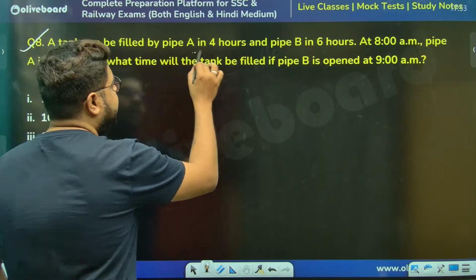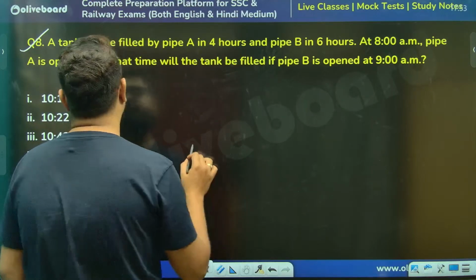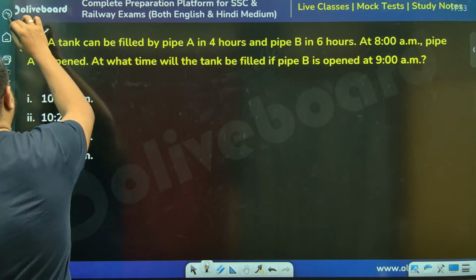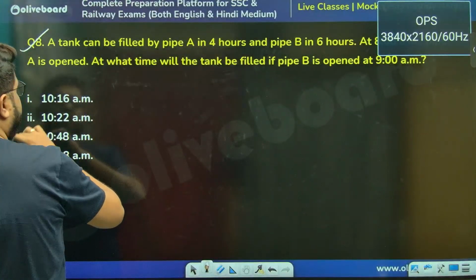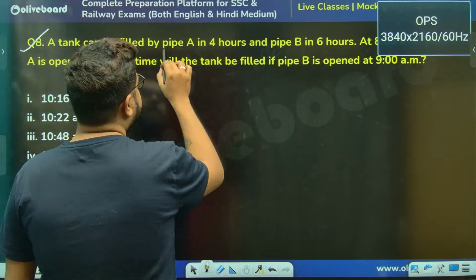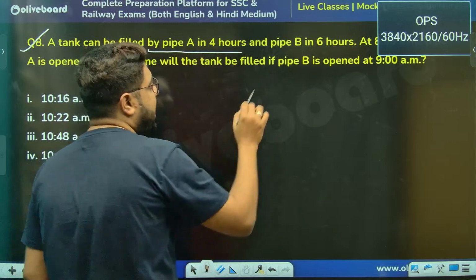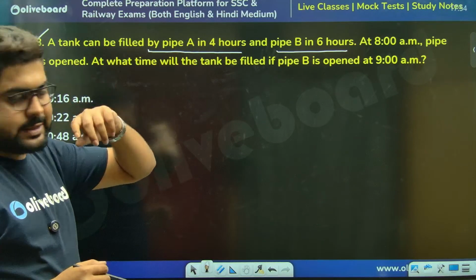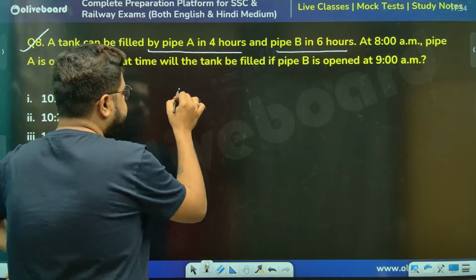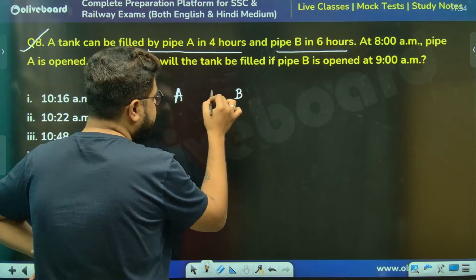Pipe A can fill in 4 hours, sir. Pipe B, sir, in 6 hours. So let's figure out their efficiencies. Sir, A and B, the efficiency of these two pipes.